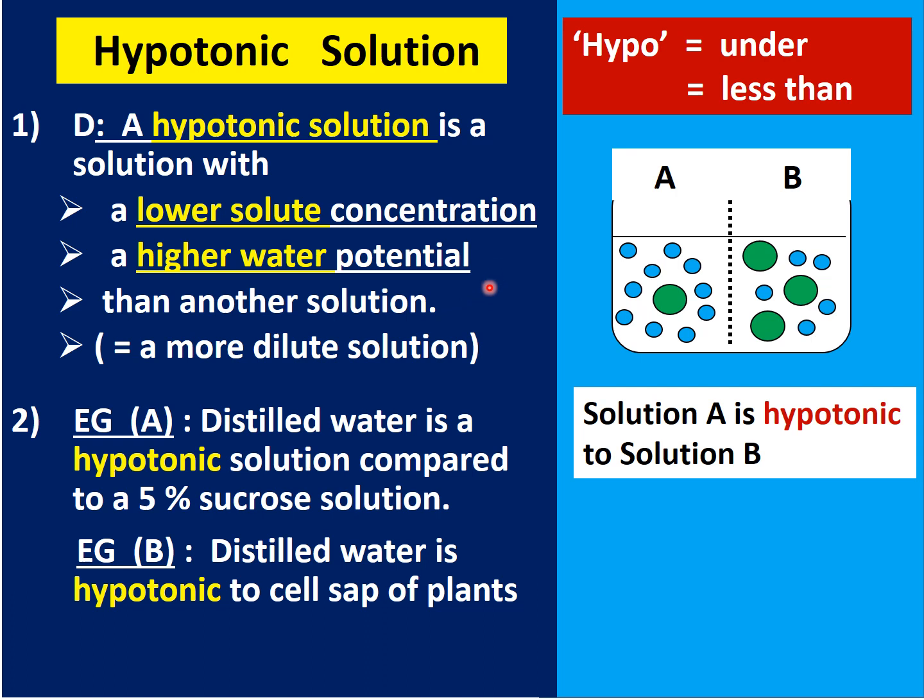So, in other words, in layman terms, we consider this hypotonic solution a more dilute solution when compared to another solution. Let us take the example of 2 cups of coffee. Okay? The first cup of coffee is made by dissolving 1 teaspoon of coffee in a cup of water. But the second one, you use 3 teaspoons of coffee dissolved in 1 cup of water. So the one with 1 teaspoon of coffee is the more dilute solution compared to the one with 3 teaspoons of coffee. So the one with 1 teaspoon of coffee is the hypotonic solution compared to the other one with 3 teaspoons of coffee.